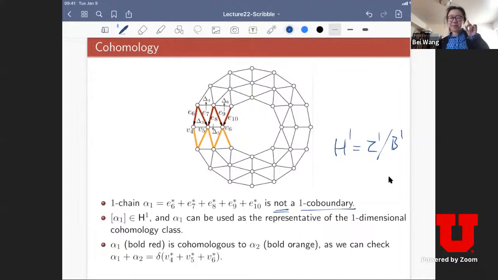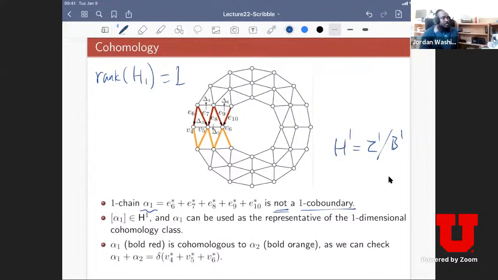Okay, so again, this is where the non-intuitiveness comes in. Now, alpha 1, which is the red linear combination of edges, put a star to it. It's now an element in the dimension 1 cohomology of this space. So if you compute the dimension 1 cohomology of this space, it's going to be rank 1. But now if I just compute homology of this space, what is the rank of dimension 1 homology of this space? Anyone? 1. Because it's one tunnel, okay?